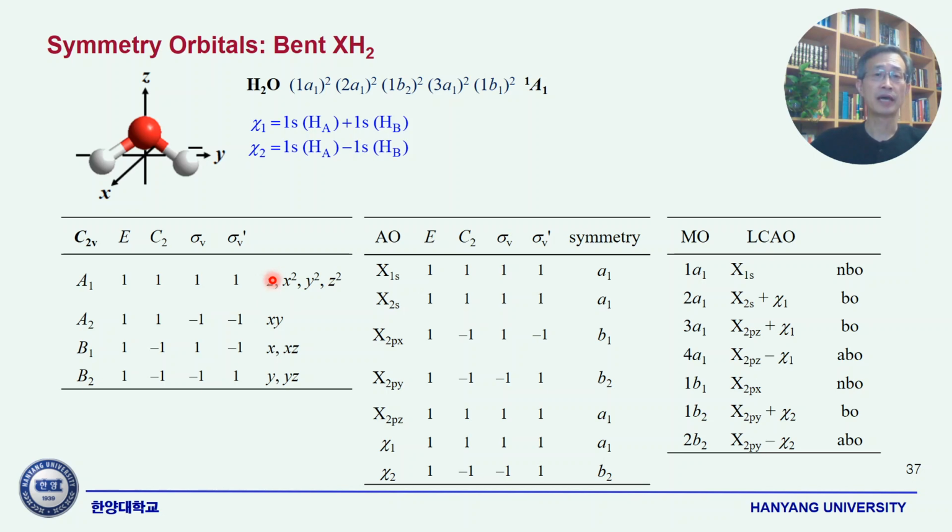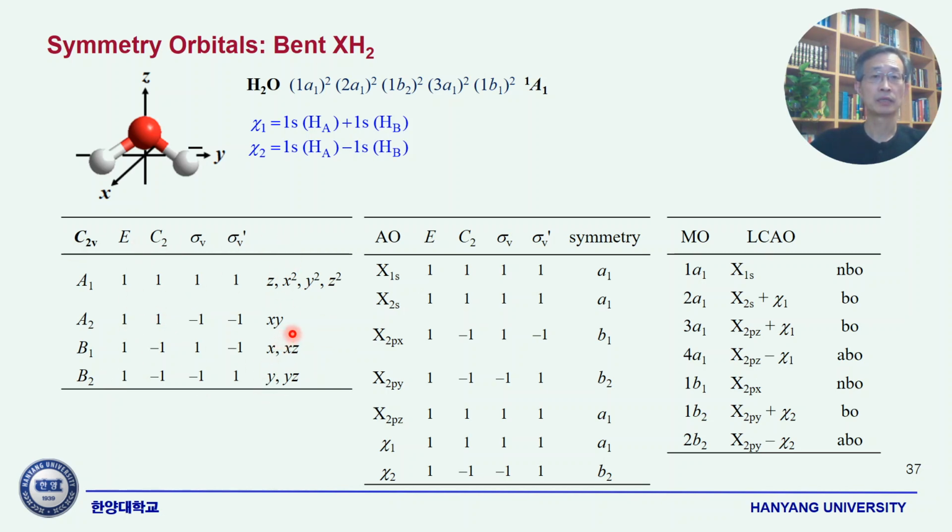The coordinates x, y and z behave just like the A1 irreducible representation in this case. For the C2v group, z, x², y², z² all behave like the A1 irreducible representation in terms of symmetry. xy behaves according to A2, x and xz, B1, y and yz behave just like B2 symmetry. So this is the character table we are going to use.